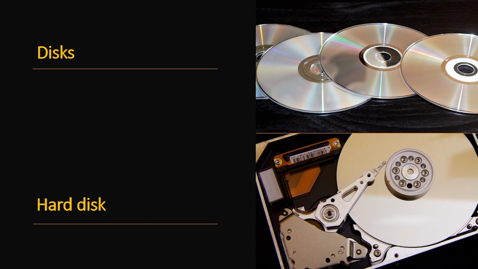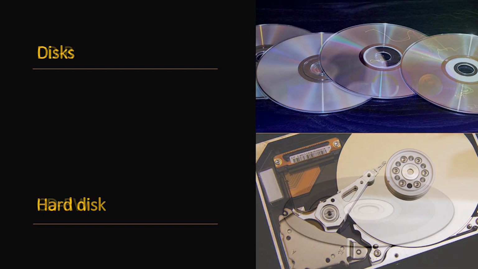Now, let's talk about disks. A computer usually has at least one hard disk drive. Hard disks are used for permanently storing data and programs. Newer computers have hard disks that can store from 500 gigabytes to 1 terabyte of data. Hard disk drives are usually encased inside the computer, but removable hard disks are also available.